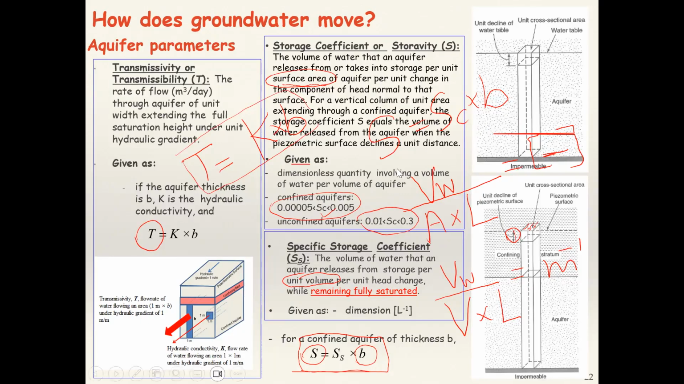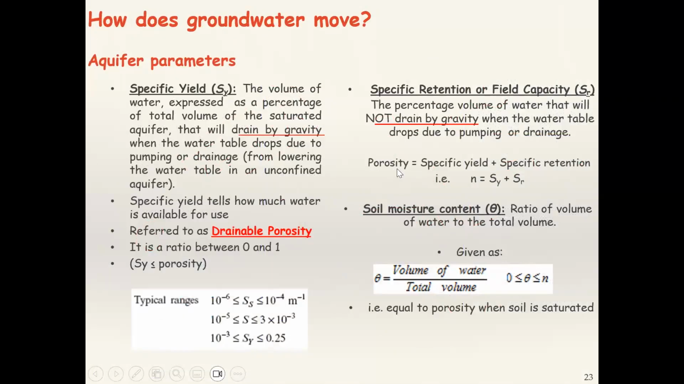Right. Now, a couple of more definitions. The specific yield. Specific yield is the volume of water, expressed as a percentage of the total volume of the saturated aquifer, that will drain by gravity. This is a very important definition.